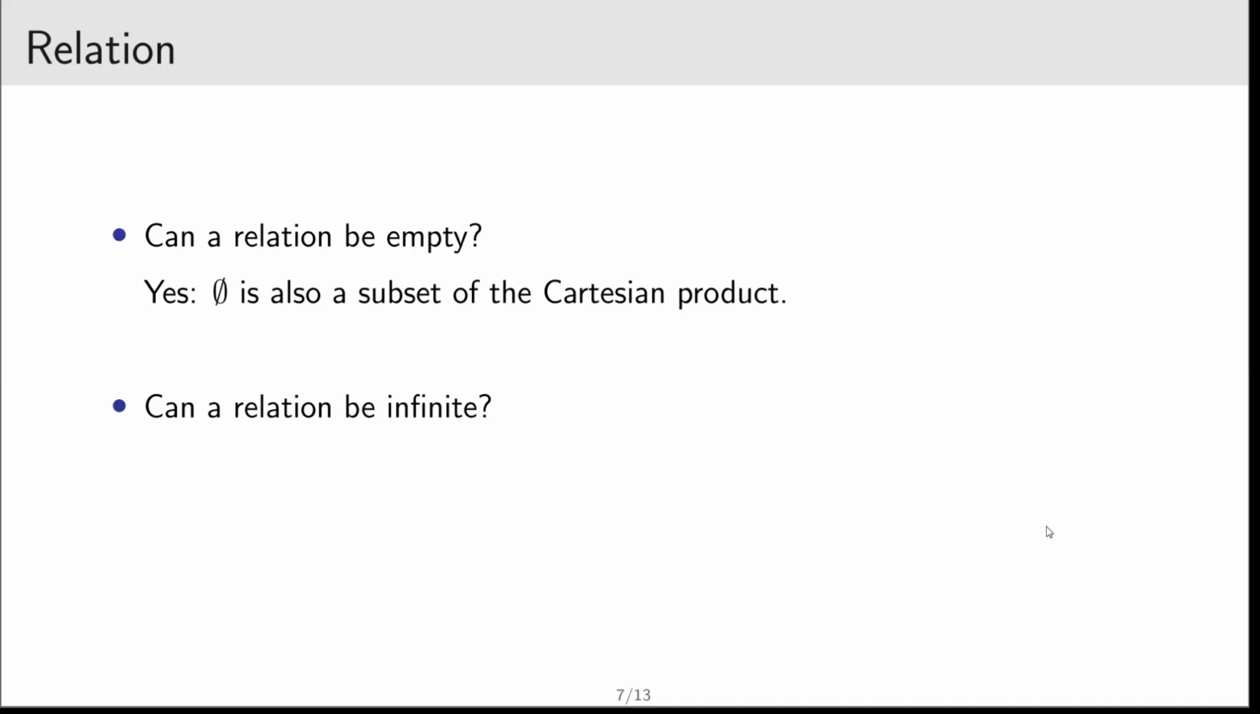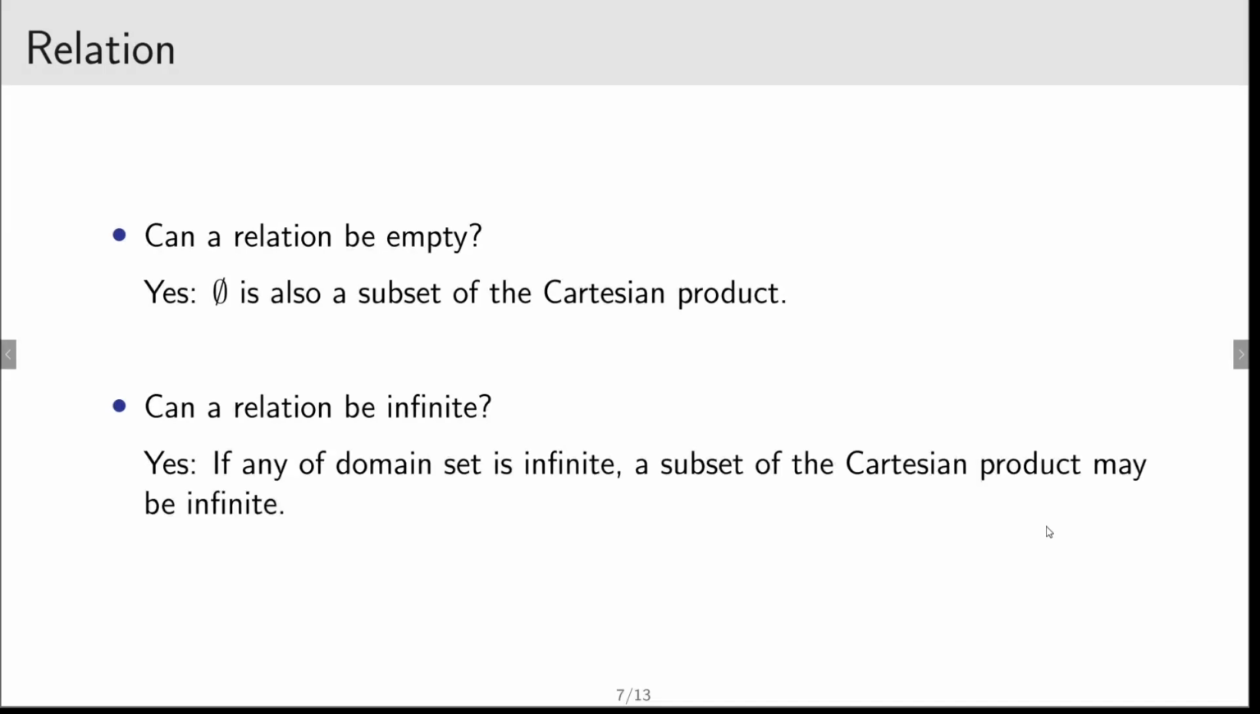Now, can a relation be infinite? Well, a relation is a set, and it is a set of n-tuples. Now, the set of n-tuples becomes infinite if one of the underlying sets is infinite. So that is, if any of the domain sets, so any one of capital A1 up to capital An, is infinite, then a subset of the Cartesian product may also be infinite. So a relation can be infinite.